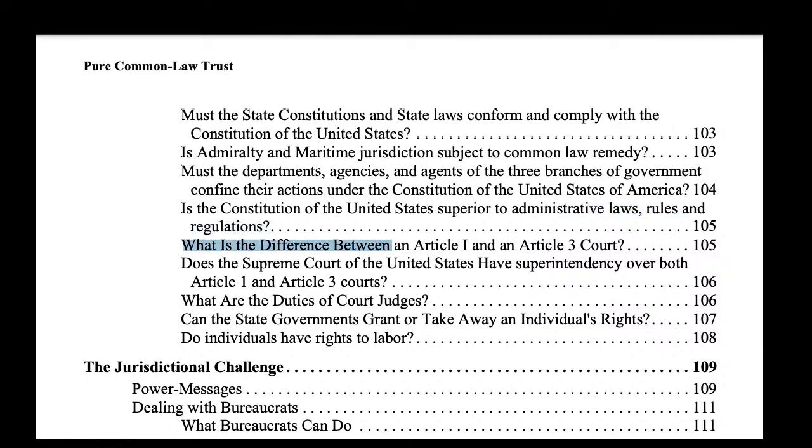What is the difference between an Article 1 and an Article 3 court? Does the Supreme Court of the United States have superintendency over both Article 1 and Article 3 courts? What are the duties of court judges? Can the state governments grant or take away an individual's rights? Do individuals have rights to labor?